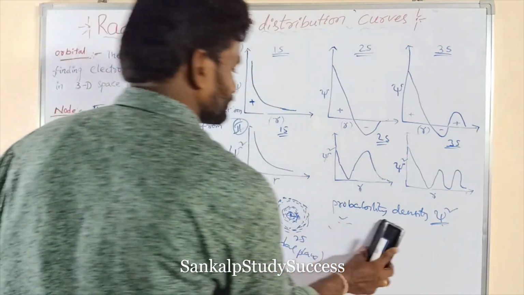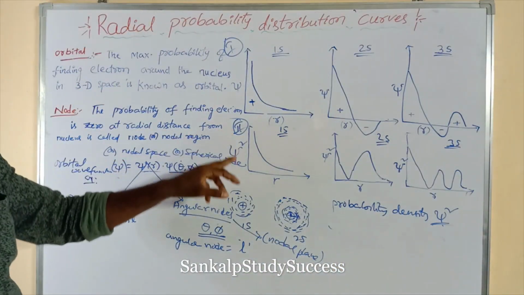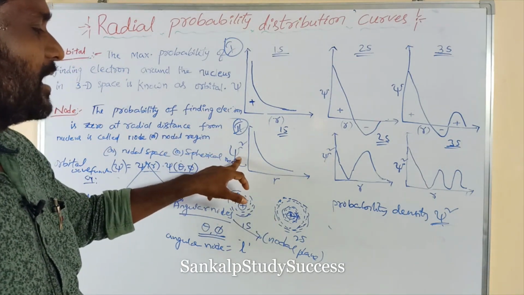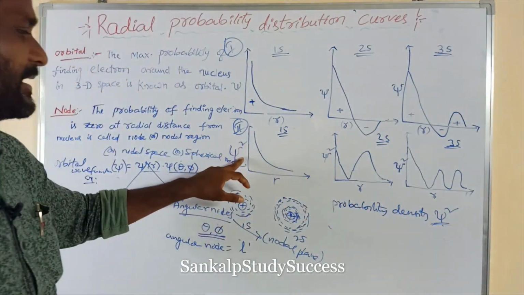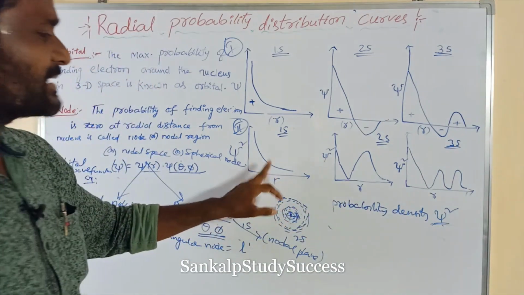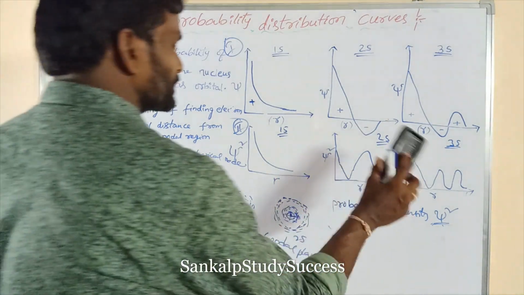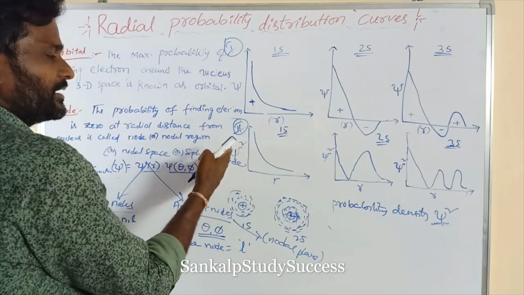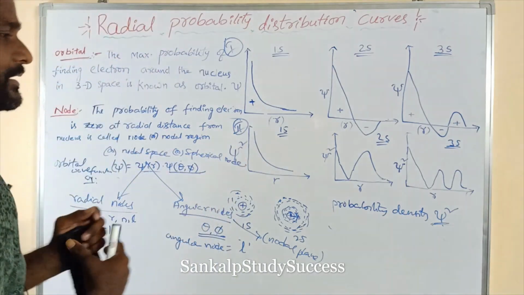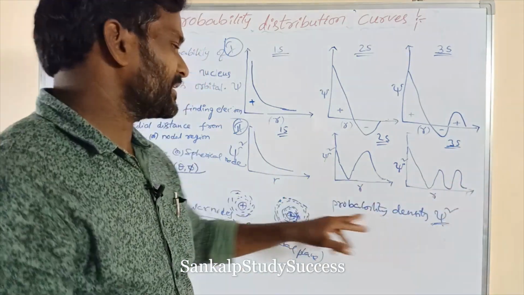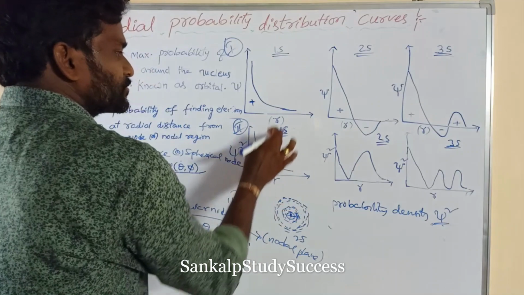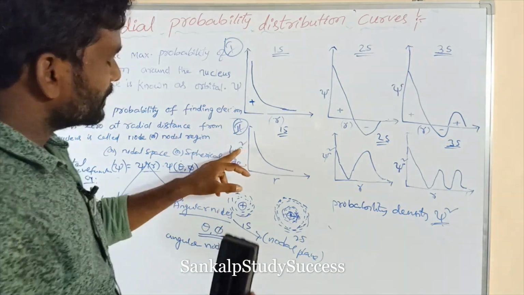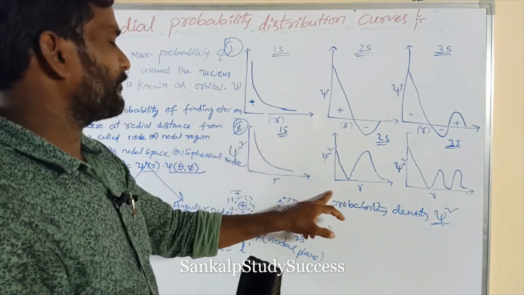So in the second one, draw a graph between psi square and r. Psi square is the probability density, radial probability density, and r is the radial distance. In these graphs, the curves are not obtained in the negative region. This is the negative region, but here nothing is obtained. So here psi square also decreases with increase of radius.